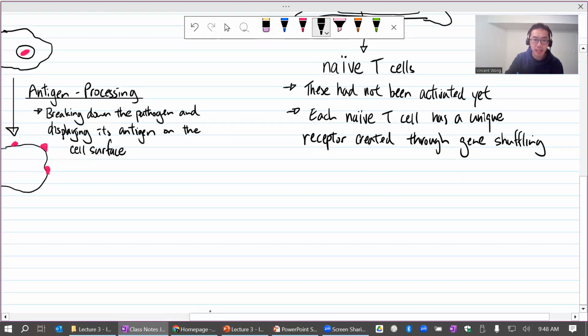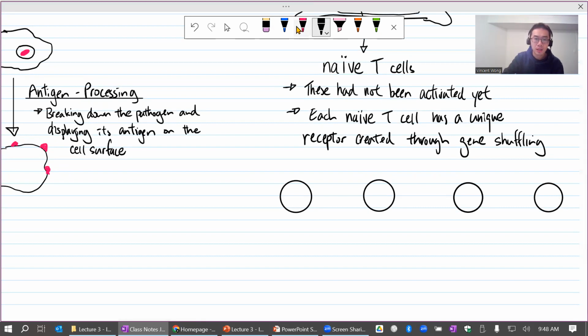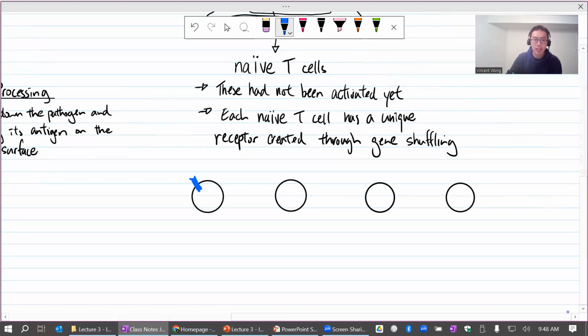So let's draw some naive T cells. That's a naive T cell, that's a naive T cell. And this is where you need the colors. So this first one, it has a blue receptor. Now, of course, the receptor that I'm talking about is actually proteins, and it's actually the shape that matters, but it's much harder to draw the shapes in the note. So I'm just going to use color to represent them.